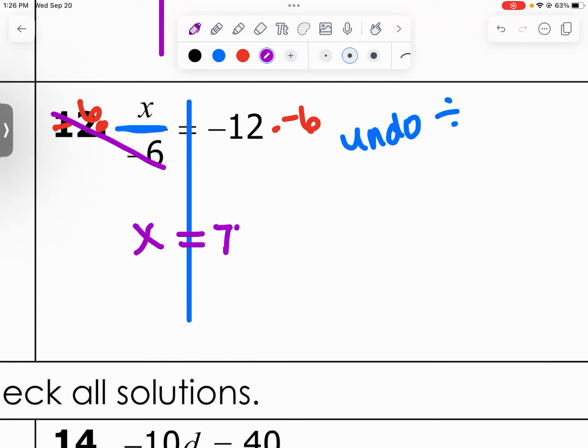Ooh, Alexander is on a roll. Okay, so let's answer Austin's question. How do we know if it's a negative or a positive? If we have a negative times a negative, what is our answer? Positive. If our signs are both negative, your product is going to be positive. Okay.